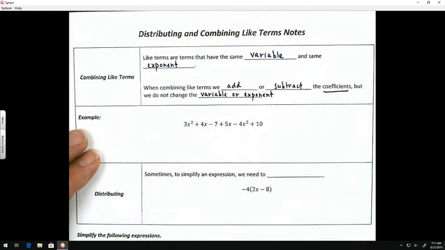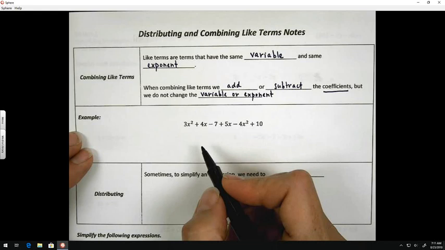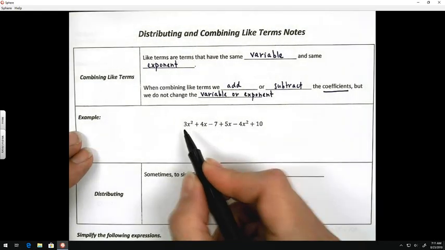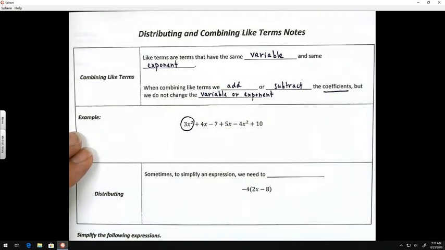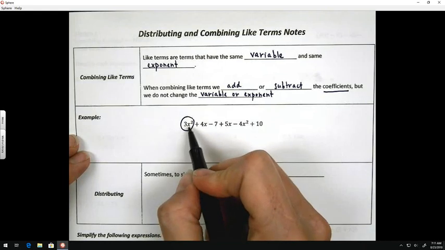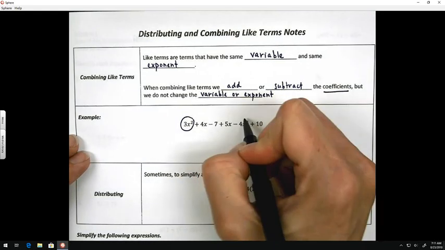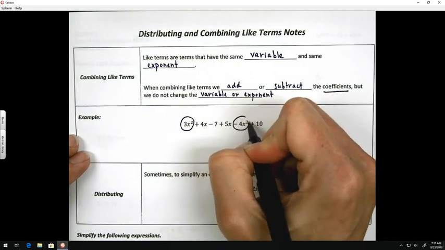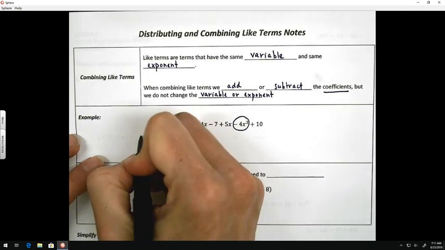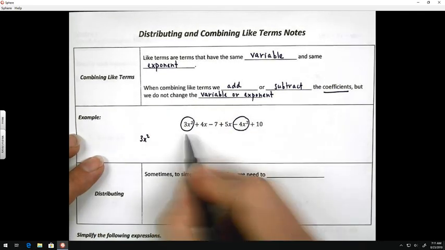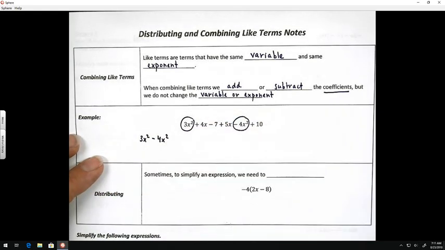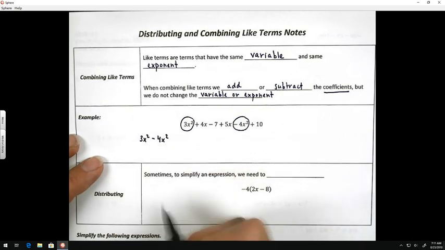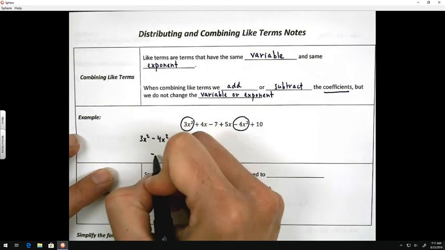So let's look at an example. If I'm looking at this problem, I'm going to start with my first term here, and I see that I have a 3x squared. So if I'm looking for a like term, I want to find something else that has an x squared in it. As I'm going down the line, I find here that I have a negative 4x squared. So my like terms are a 3x squared, and because this is negative, I know I'm going to be subtracting a 4x squared. 3 minus 4 I know is a negative 1, so I'm going to have a negative x squared.